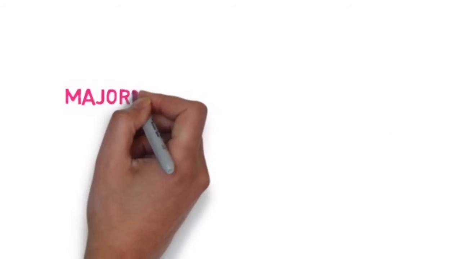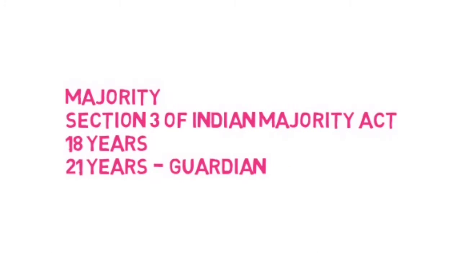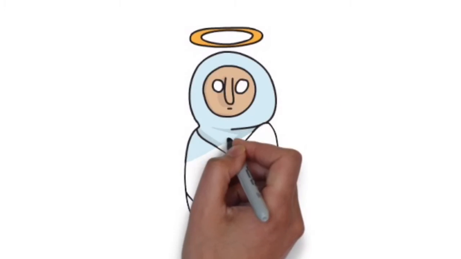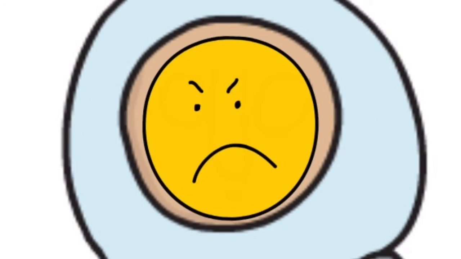Now, you may ask, what is the age of majority? Majority, as defined by Section 3 of the Indian Majority Act, means that any person above the age of 18 years is a major, unless there is a guardian appointed, in which case the age of majority will be 21 years. So you have to be a major to be competent, and you have to be competent to be able to contract. So far, so good. Which means that all you minor babies out there trying to land a contract, you are out of luck. Too much? Okay, let's just move on.